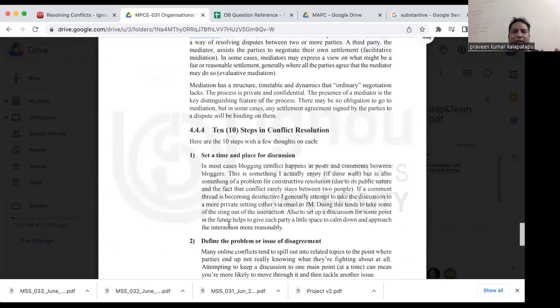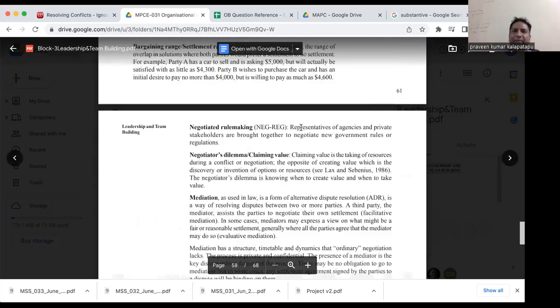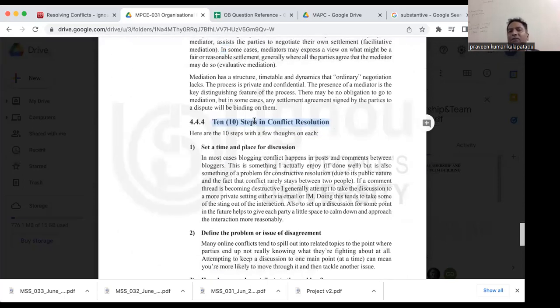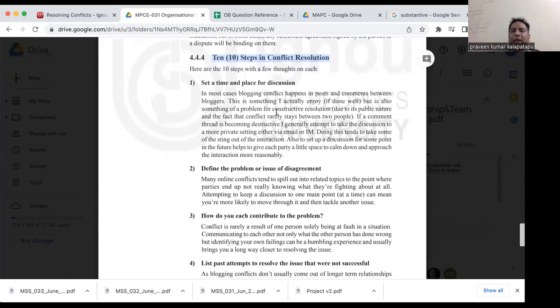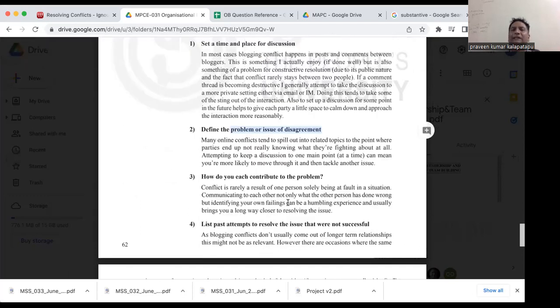Now the other part in techniques of conflict resolution: there are 10 steps that you could follow to resolve a conflict. First is setting up a meeting. You need to set a time and place so that you could go and meet. The second aspect is defining the problem. You need to come to a common consensus on what exactly the problem is. Unless you know what exactly the problem is, you can't really resolve it.